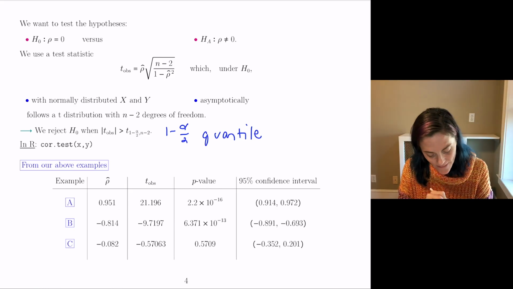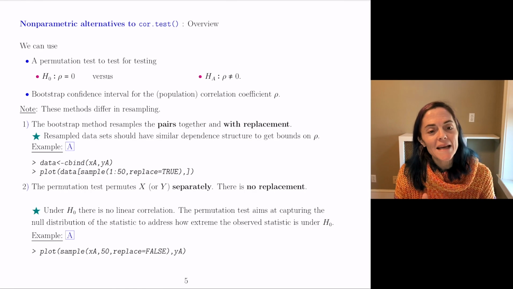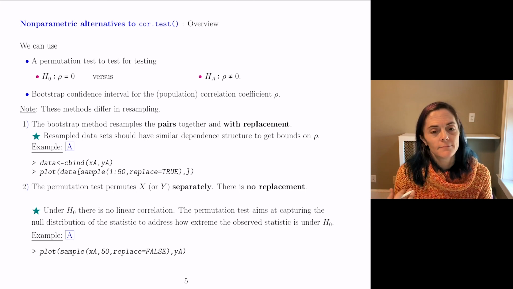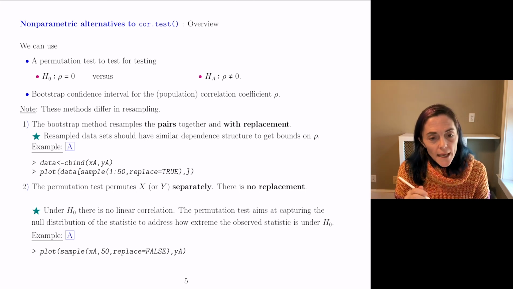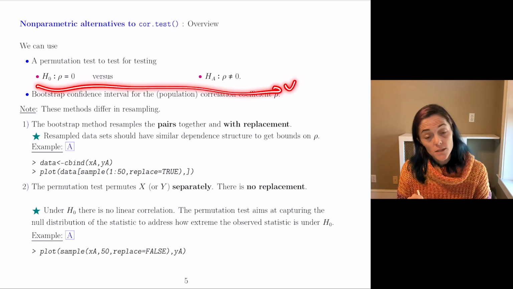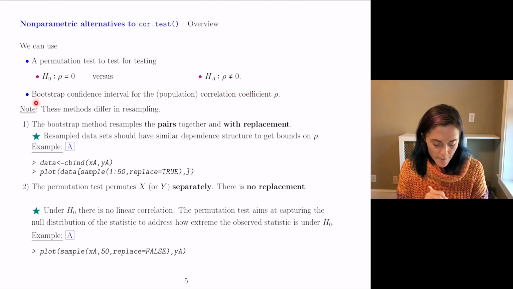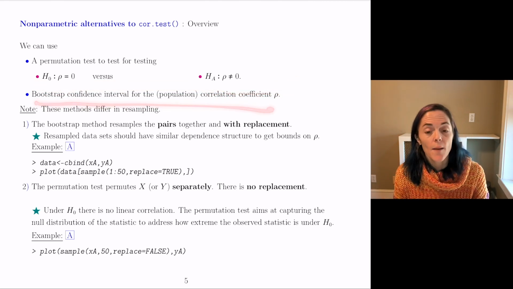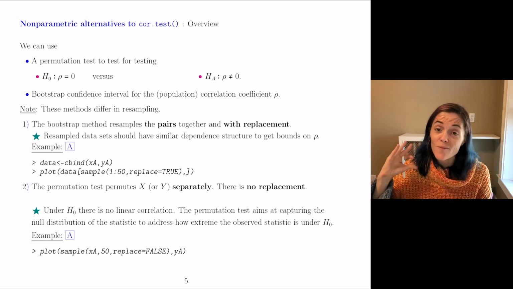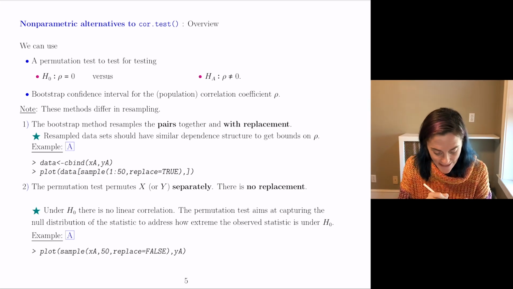The issue is, really, this is an asymptotic test. So the question: do we have some non-parametric alternatives to this test? The answer is yes. We can use a permutation test, testing for this null and alternative hypothesis. We could also create bootstrap confidence intervals for the population correlation coefficient rho. These are two separate things. I have both of these built inside our Canvas course. I want to talk about how these differ.